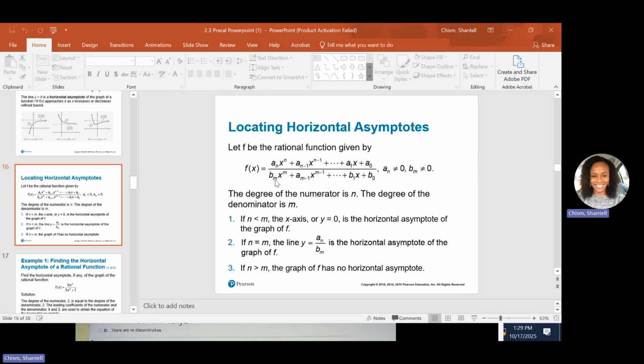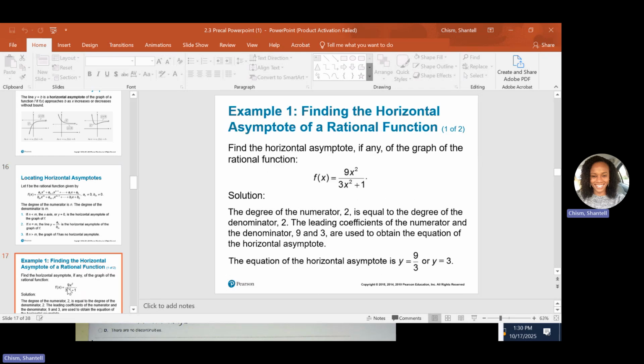If they have the same degree, if n equals m, then the ratio of the leading coefficients, a over b, will be the horizontal asymptote. And then finally, if the degree of the top is greater than the degree of the bottom, there is no horizontal asymptote. Okay? So let's look at one of these here.